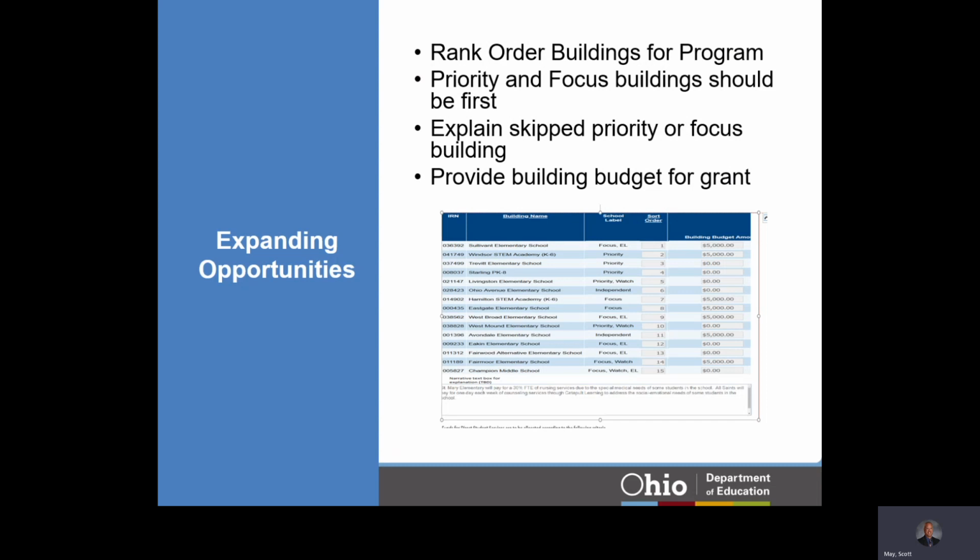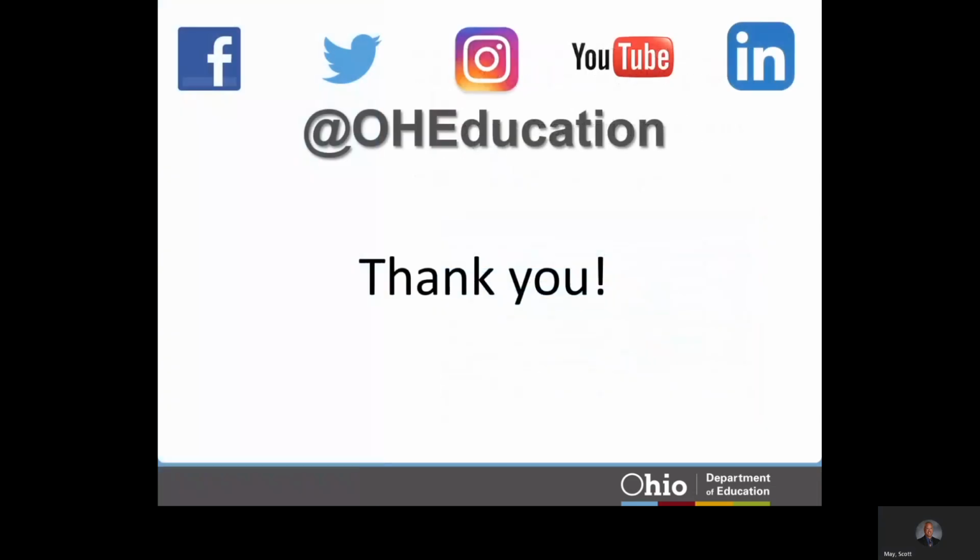The district will be required to prioritize the funding for buildings in the district. Priority and focus buildings must receive priority funding. Funds need to be expended at the buildings as they have been rank ordered on this page. Any building that is skipped in the rank order must have an explanation. The district does not have to fund all buildings on this page. There will be guidance released this Friday or early next week. The funding application will be loaded in the consolidated application in early July.